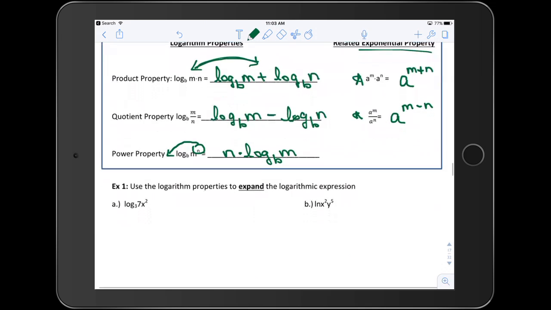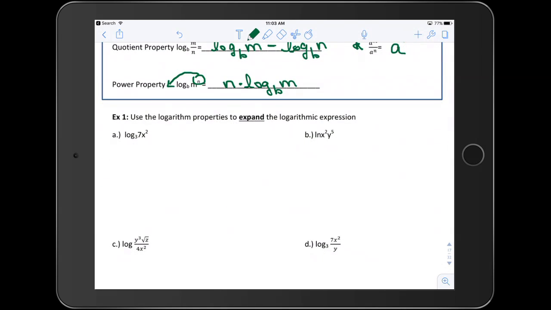Okay, so coming down here, let me just say example 1, we're going to expand. And you really want to make sure you read your instructions here. It says use the logarithmic properties to expand the logarithmic expression. So expand means to pull apart, really, or make bigger. So notice that we have multiplication in here between the 7 and the x. And then we also have that square, which we're going to use that power property on at the very end. So let me show you how to expand this.